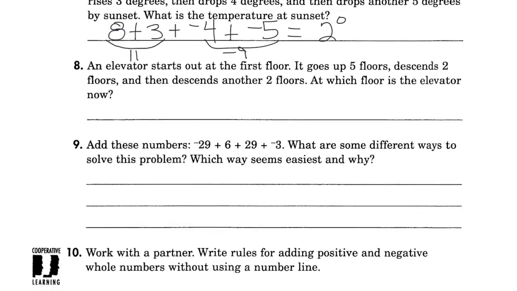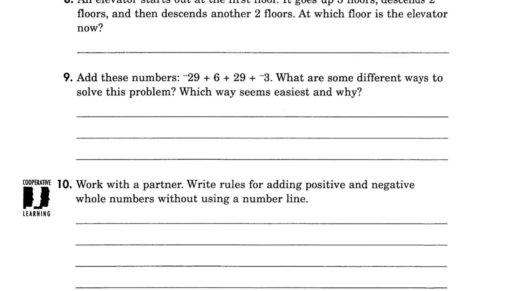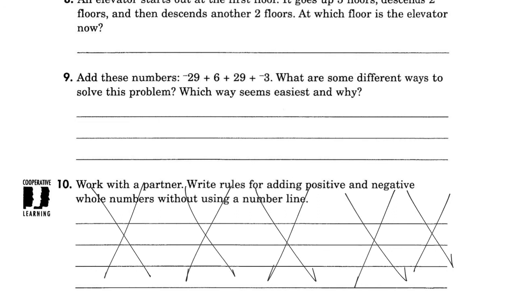And then problem number 9 says add these numbers. What are some different ways to solve this problem? Which one seems easiest? Now, you can do it by adding all your negative numbers together and your positive numbers and get an answer. You can do it by crossing out opposite numbers. You can do it by grouping them up by negatives and positives. However, you just need to write the problem and solve it. When you get down to problem number 10, since you are watching the video, I am going to let you not worry about problem number 10.